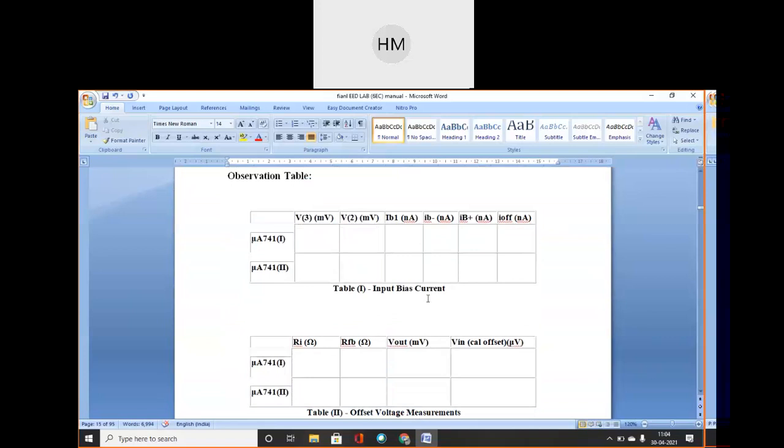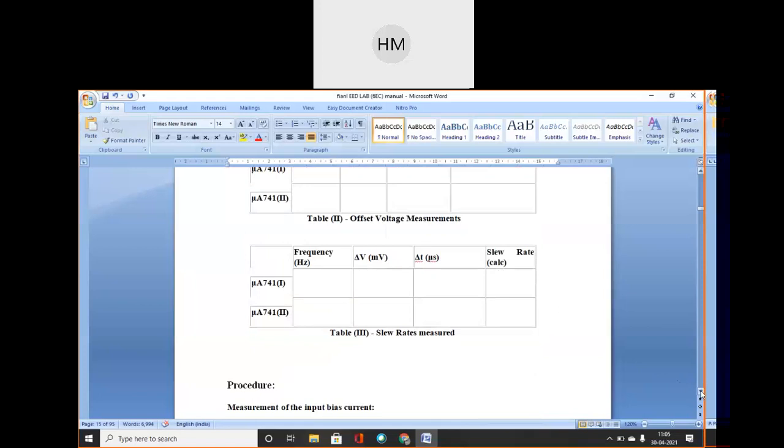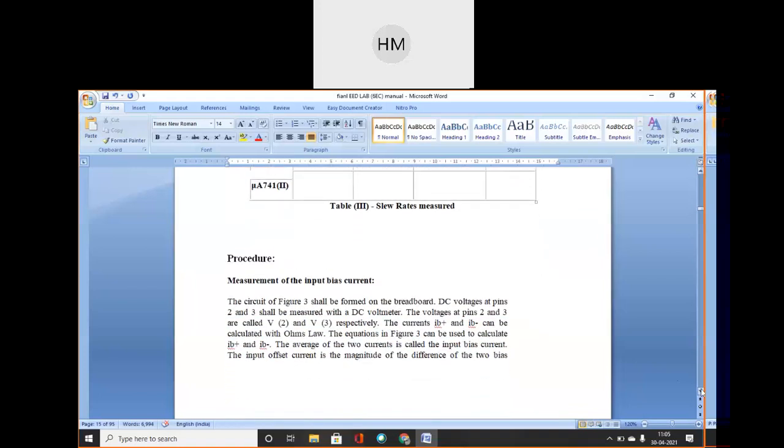Here in the observation table, for input bias currents I had to find IB1 and IB2. For that I have calculated voltages. Okay, for different ICs I can compare the values, but here I will perform on only one 741 IC. Okay, slew rate, delta V, delta T and frequency. Then the procedure is mentioned over here.